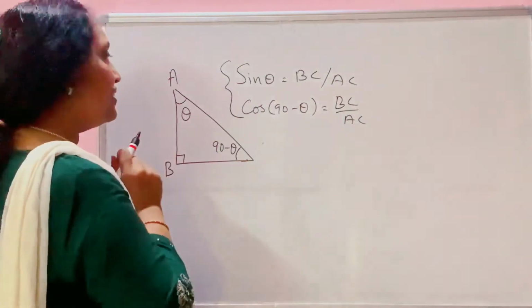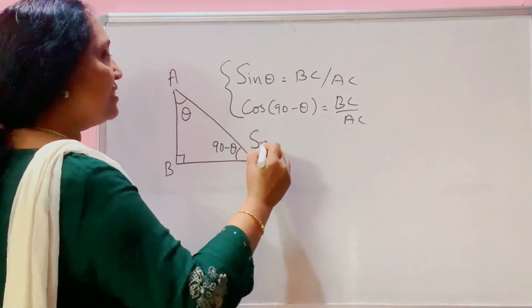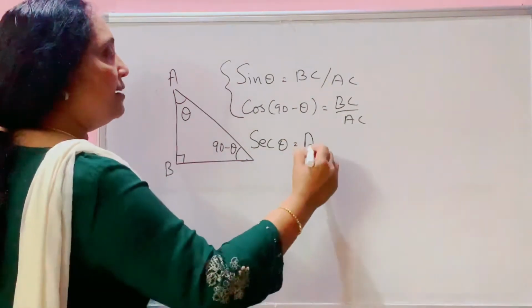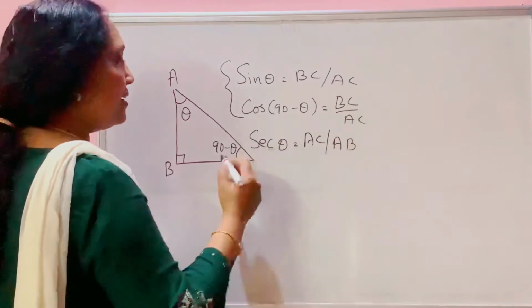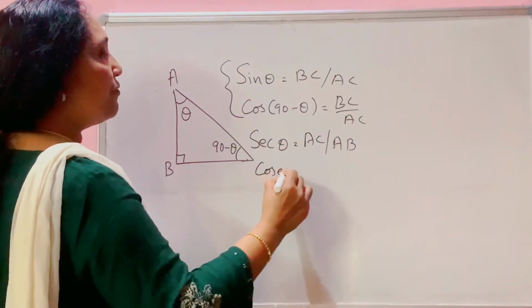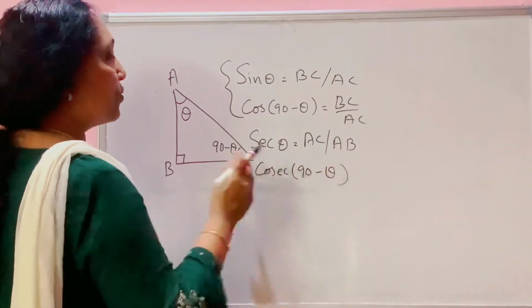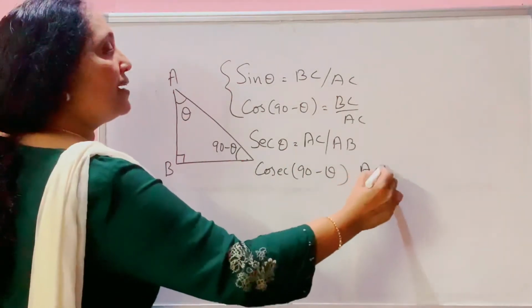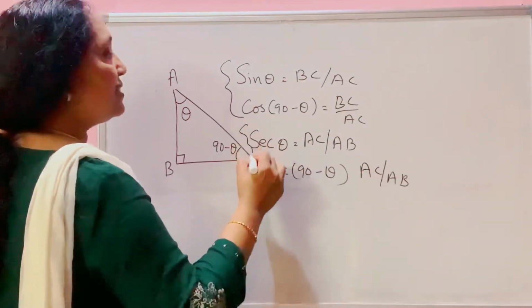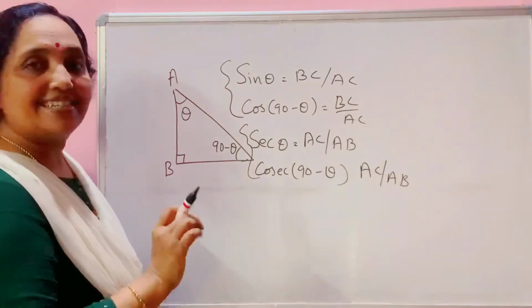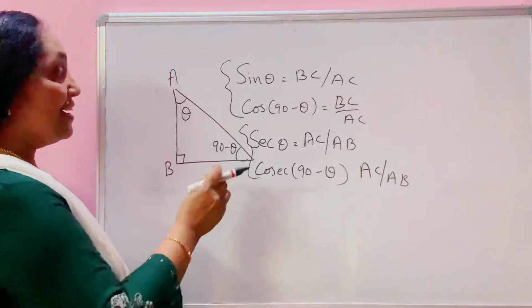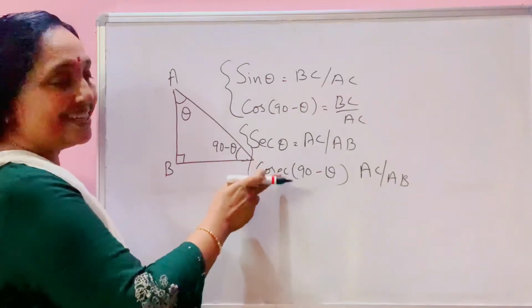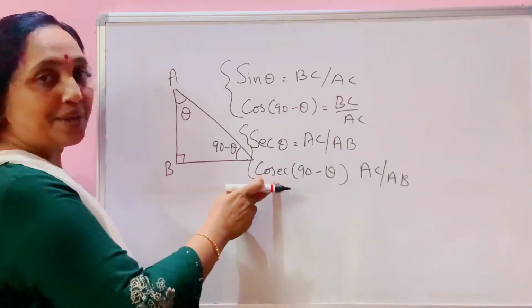Now find out sec theta from this figure. Sec theta is equal to AC by AB. Isn't it? Yes. Then what will be cosec of 90 minus theta? Cosec of 90 minus theta is also AC by AB. That means sec theta and cosec of 90 minus theta are the same. Then they are what type of ratios? Sec and cosec are co-ratios.